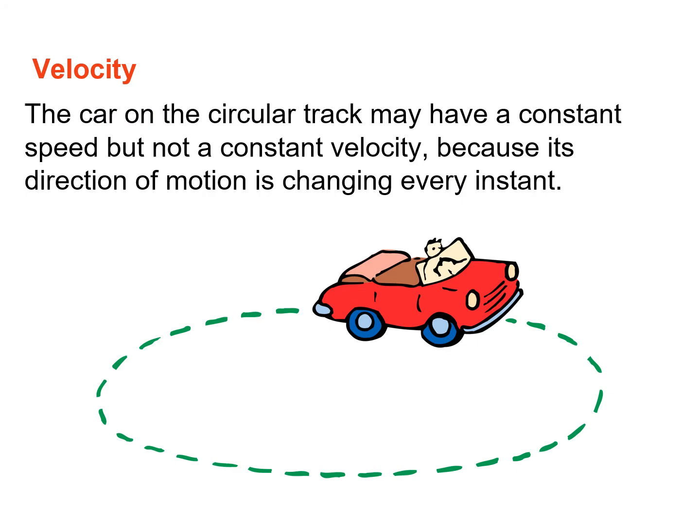Here's an illustration of that point. This is a car, and if we imagine that it's going at a constant speed, say 60 miles per hour, it does not have a constant velocity. Because it's going in a circle, its direction is constantly changing. So even though its speed is constant, its velocity is not.